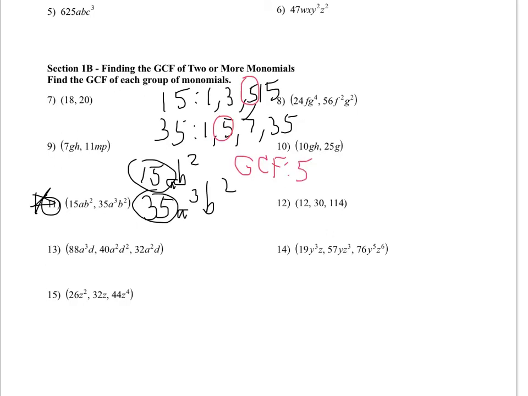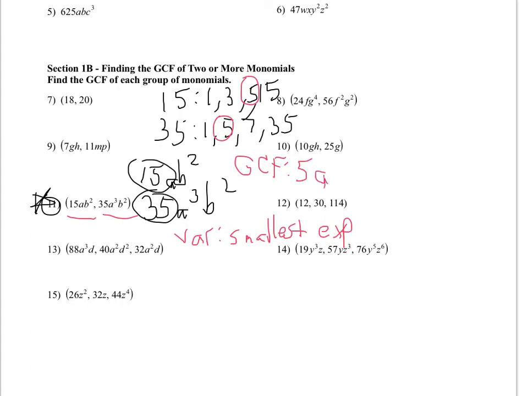And now, with the variables, here's the rule. You want to choose the common variables, and we have a and b in both, and you use the smallest exponent on the common variables. So in 15ab squared here, we have a to the first power, and in 35a cubed b squared, we have a cubed. So we're going to use a to the first power, because that's smaller than the exponent of 3.